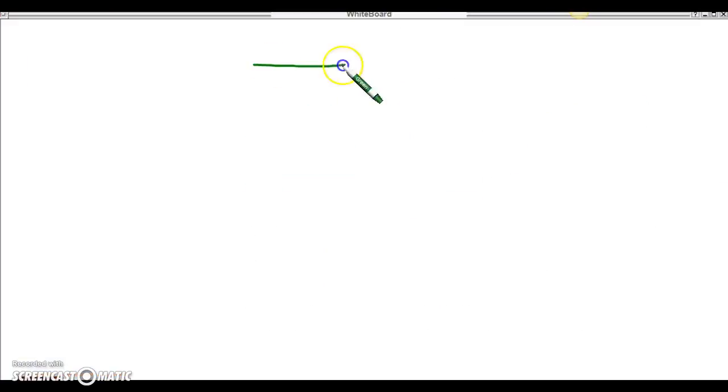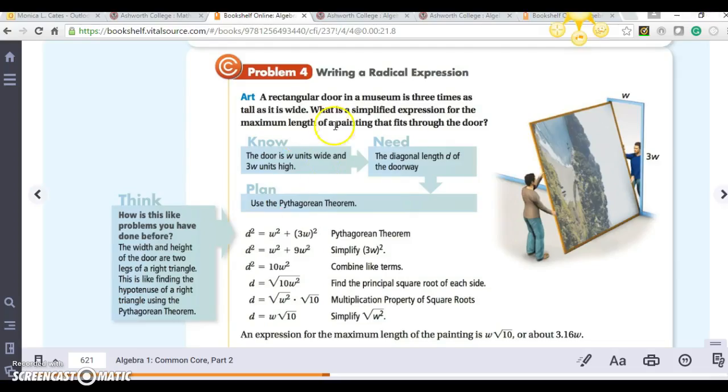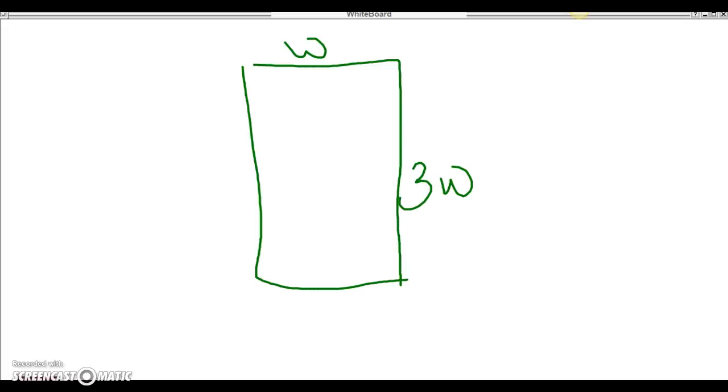They've already drawn it. So we have our door, and it is 3 times as long as it's wide. And we want to know how long a painting can be. We want to know the maximum length of a painting that can fit through the door. So we're looking basically at the diagonal, right? And so we can use the Pythagorean theorem.